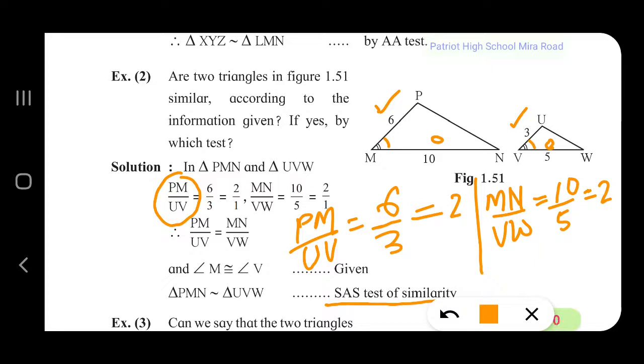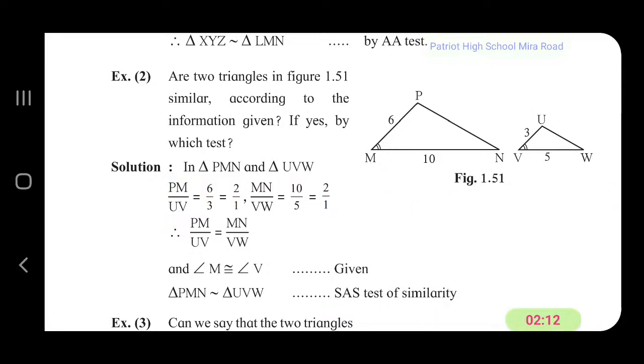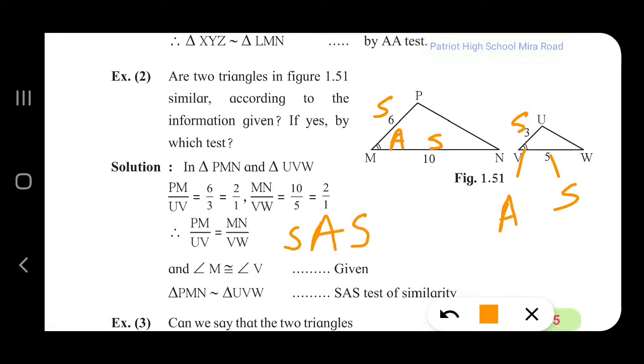SAS: S, A, and this is S. So A is at the center, SAS. The test means A has to be the included angle between the two sides. So this side, this angle, and the other side: SAS.